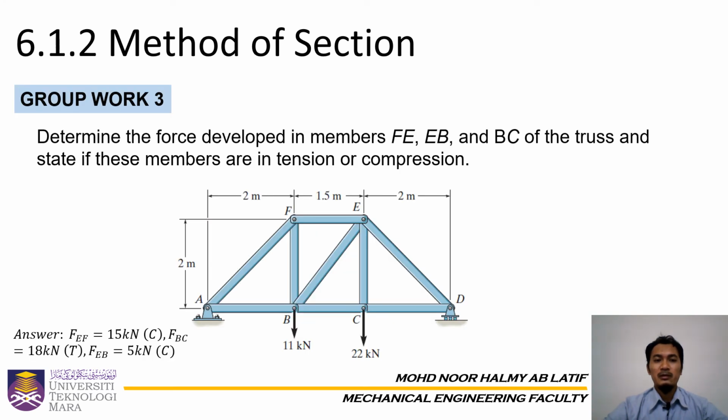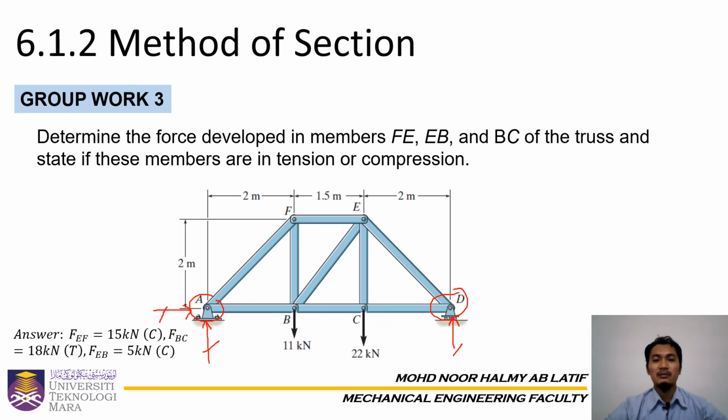Here is a group work that you can try on your own. You can practice the step you have learned. The first step is to draw the free body diagram. First thing that you need to know is to identify the type of support. Draw the reaction at the support. And by using equation of equilibrium, you're going to find the reaction at the support.